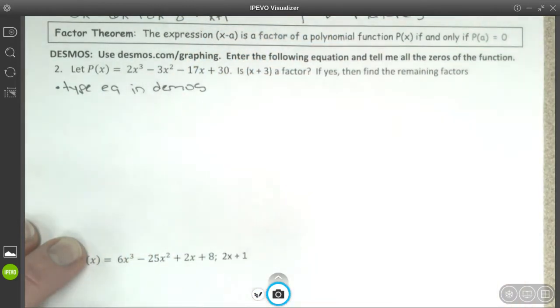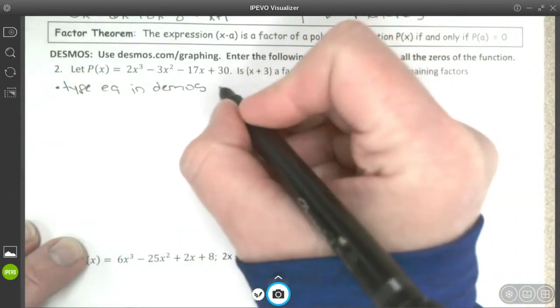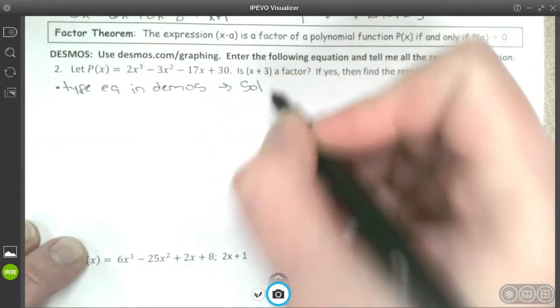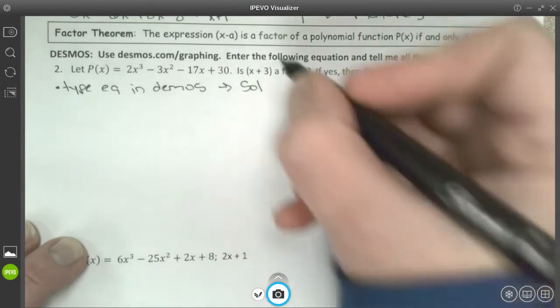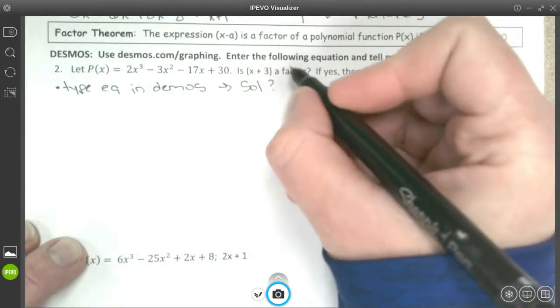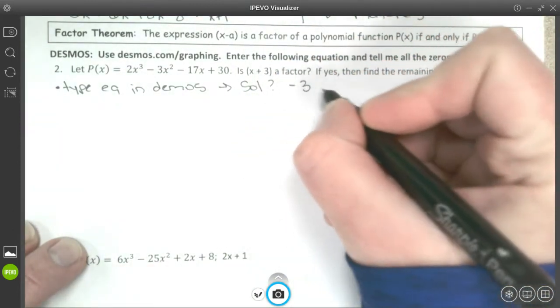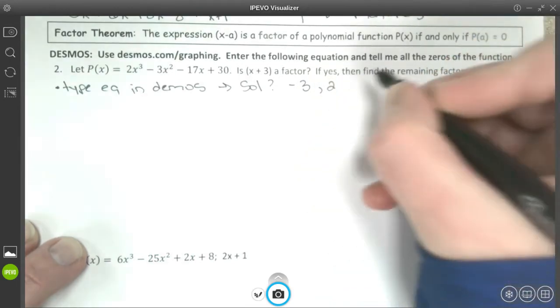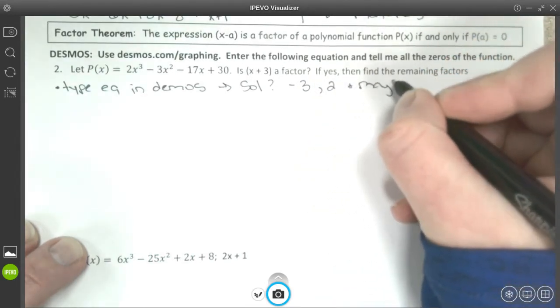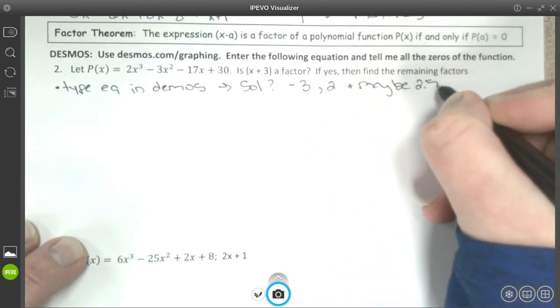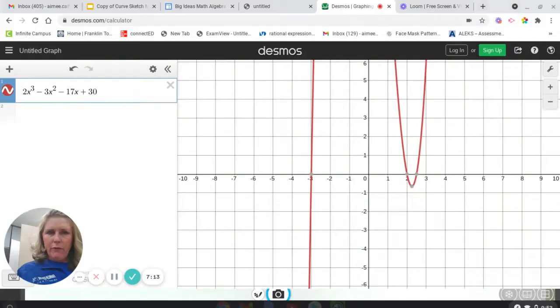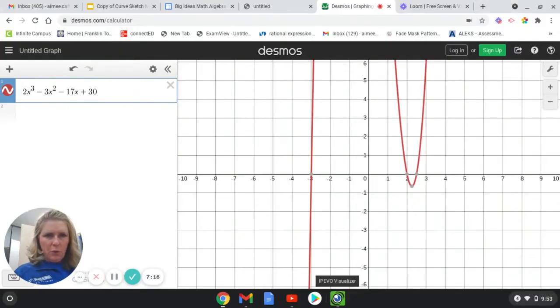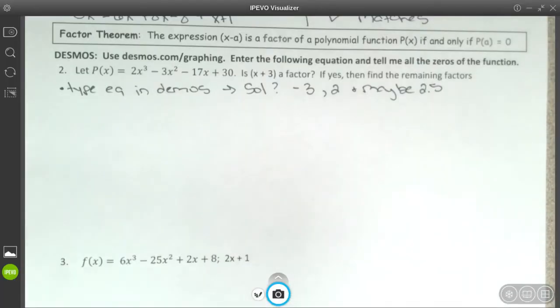So you should have typed the solutions into Desmos. And what are the solutions? I think that they were -3, 2, and maybe 2.5. -3, 2, and about 2.5. Okay, that looks reasonable.